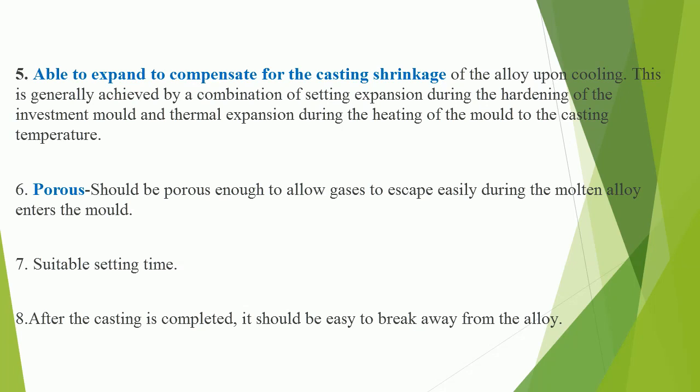So, in order to compensate for this casting shrinkage, we use investment materials that tend to expand. For example, we studied in gypsum that when it is mixed with water and is undergoing setting, it tends to expand, which is called setting expansion. This, along with some thermal expansion, some crystalline expansion, and other types of expansions we will be discussing, helps in compensating the casting shrinkage of the metal alloy. So this is a very important requirement.